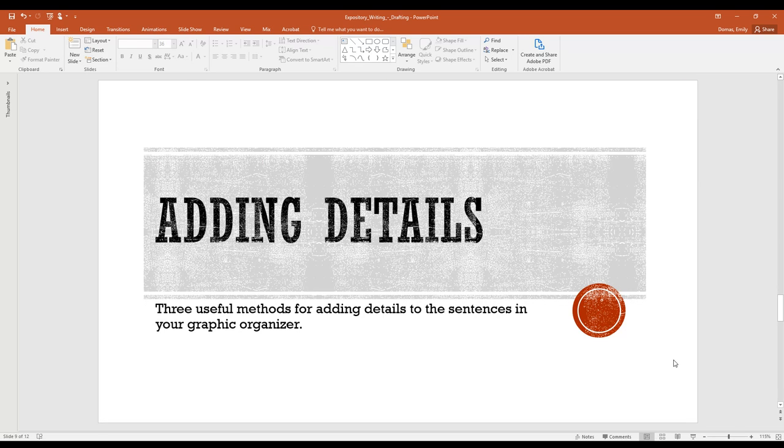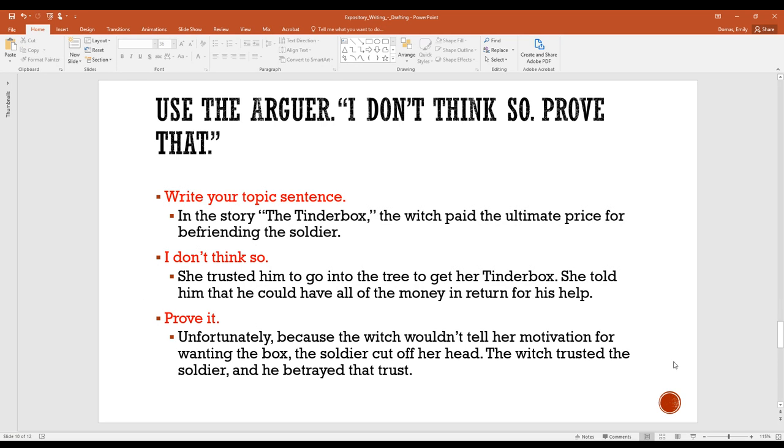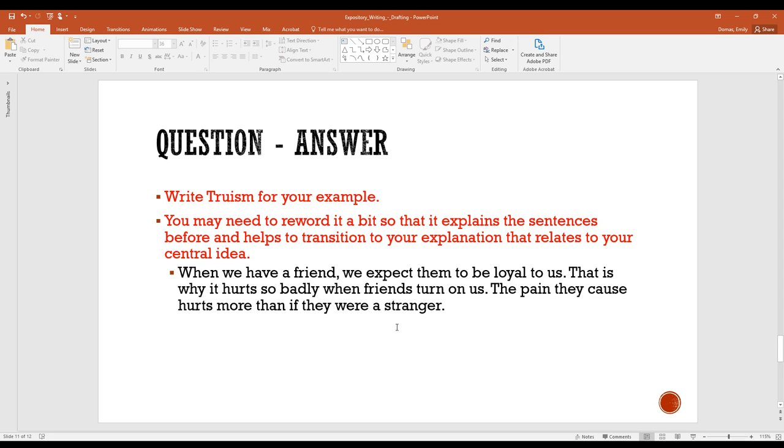Remember, when you're writing, you're adding details. So here are three useful methods for adding details to the sentences in your graphic organizer before you write your rough draft. Use the arguer: "I don't think so," so prove that. Write your topic sentence. In the story, The Tinderbox, the witch paid the ultimate price for befriending the soldier. You could also use "I don't think so." She trusted him to go into the tree to get her tinderbox. She told him that he could have all the money in return for his help. Prove it. Unfortunately, because the witch wouldn't tell her motivation for wanting the box, the soldier cut off her head. The witch trusted the soldier, and he betrayed that trust. And then when I combine these three together using this strategy, I have a complete and full paragraph.